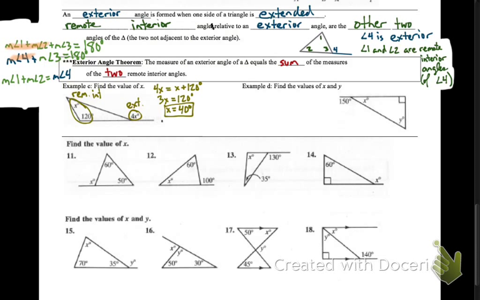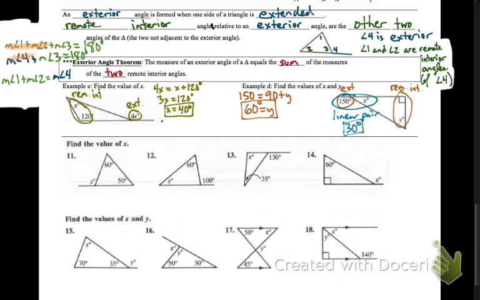Example D over here, we have to solve for both x and y. Well, I have a 90-degree angle and y. Those are the remote interior angles of this 150 degrees. And then x is just simply a linear pair over here. So it ends up being multiple ways we can get there. But 150 is the exterior, 90 and y are the remote interior. So to solve for y, we can say the 150 degrees equals 90 plus y. So y is equal to 60.